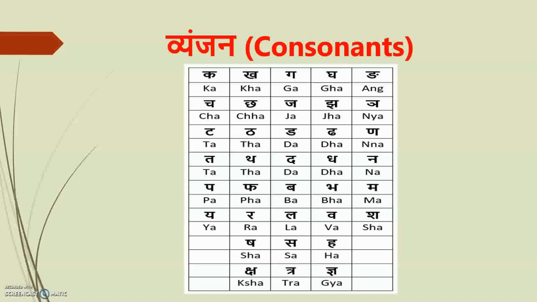Now comes the eighth row, which is the last row. The first letter in the eighth row is ch. Then we have tr. And the last one is gear. So let's repeat the last row. It is ch, then tr, and then gear. I hope this is clear to you.